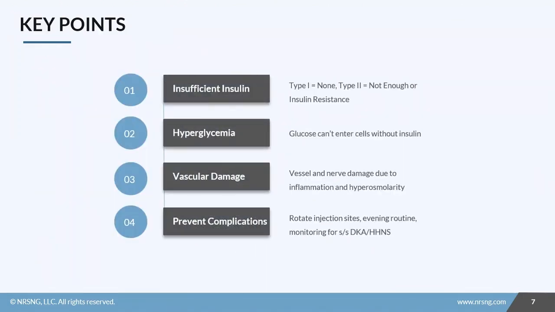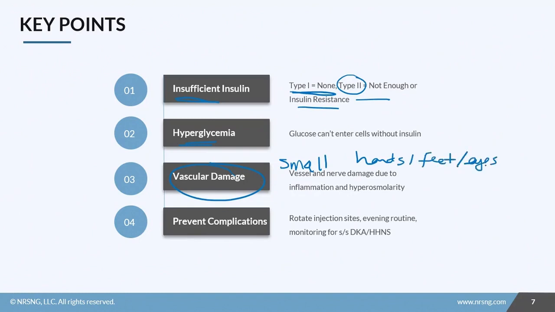Let's recap. Diabetes mellitus is a condition of insufficient insulin production or action, either because all of their beta cells have been destroyed and they have no insulin, like in type 1, or because they just aren't producing enough or they're resistant to it in type 2. Now, because the glucose can't enter the cells to be used without insulin, we're going to see this significant hyperglycemia. That hyperglycemia leads to inflammation and hyperosmolarity, which causes significant vascular damage, especially to the small vessels and nerves, like in the hands, in the feet, the eyes, and the kidneys.